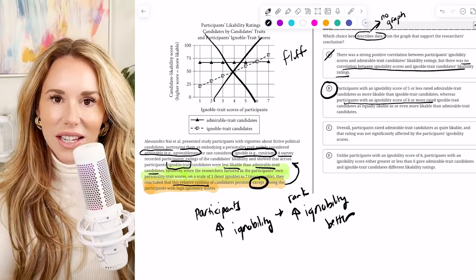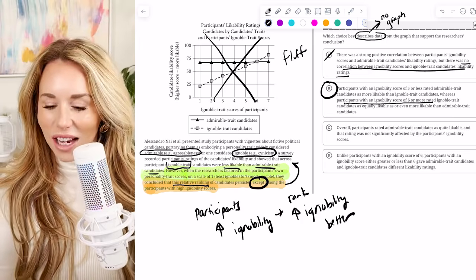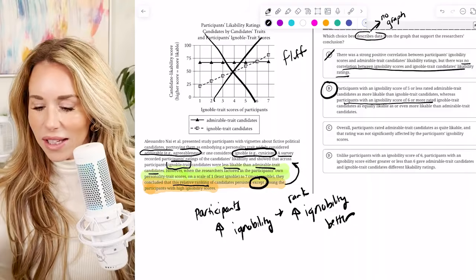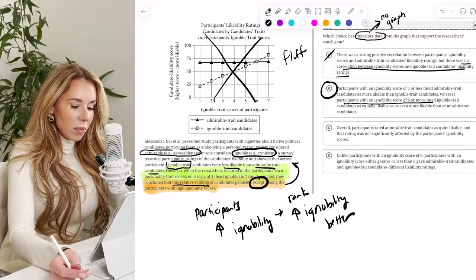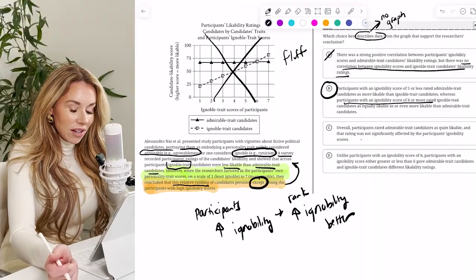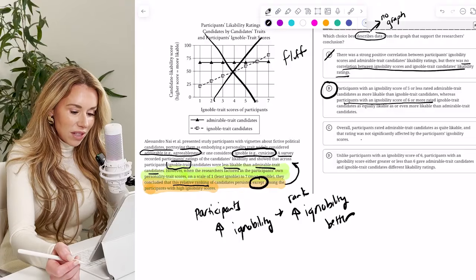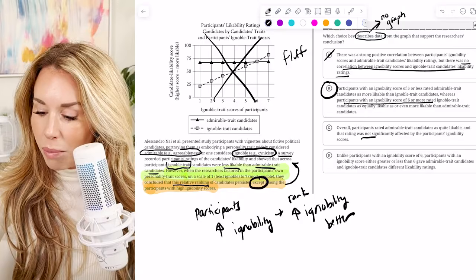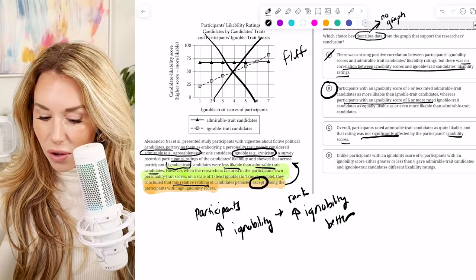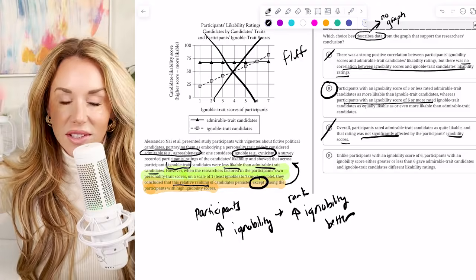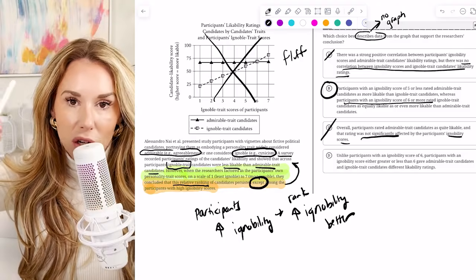Let's just read C and D because I have a feeling some of you are going to comment and say, why not C? Why not D? C says overall participants rated admirable trait candidates as quite likable, and that rating was not significantly affected by the ignobility scores. No, that's not true because the last sentence said except among participants with high ignobility scores.